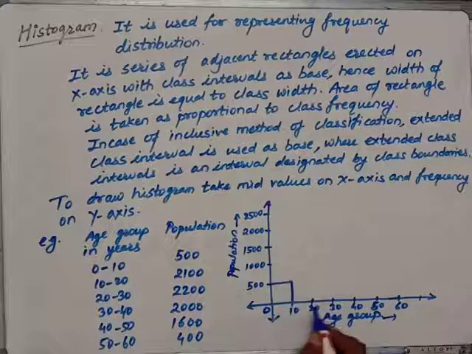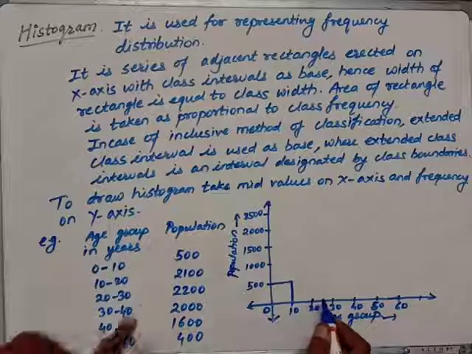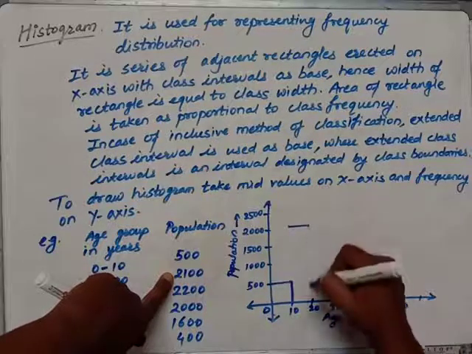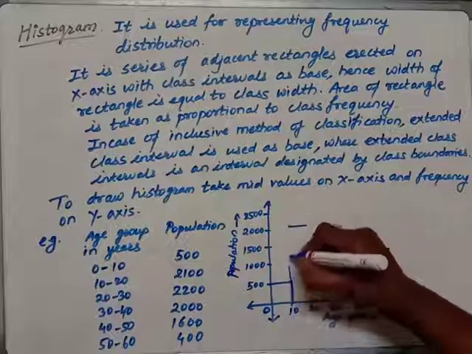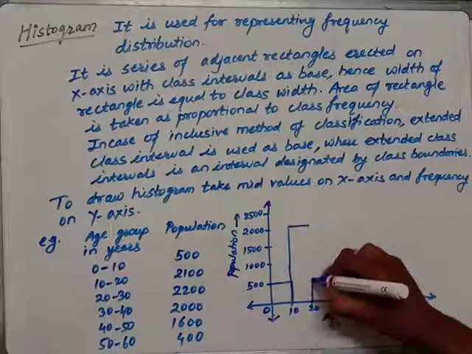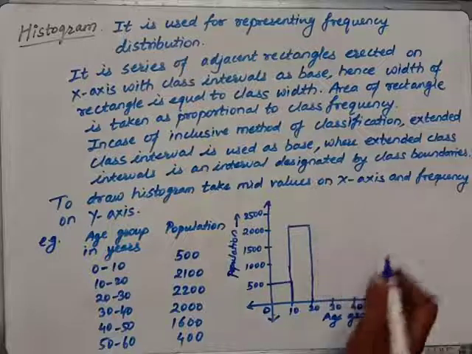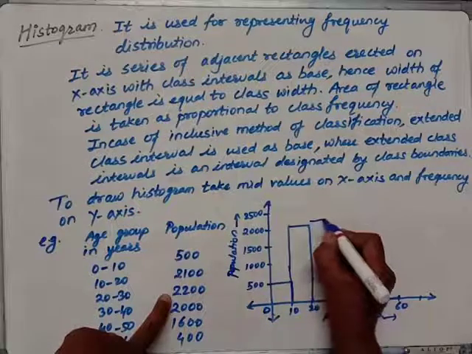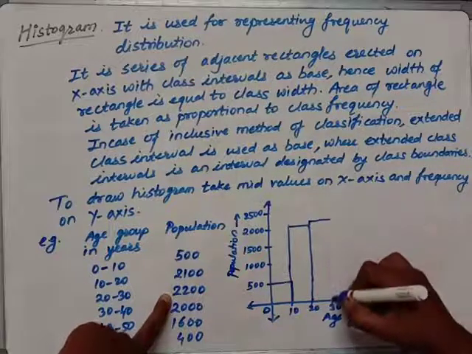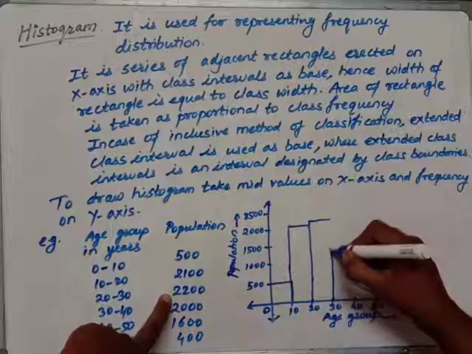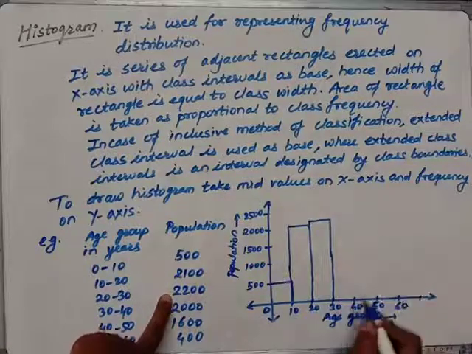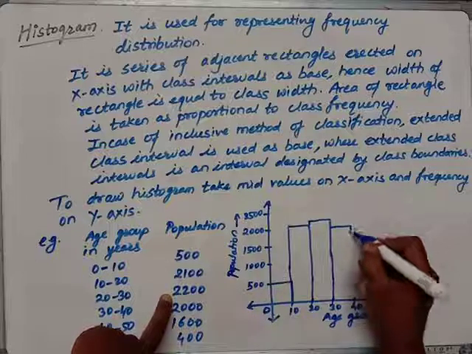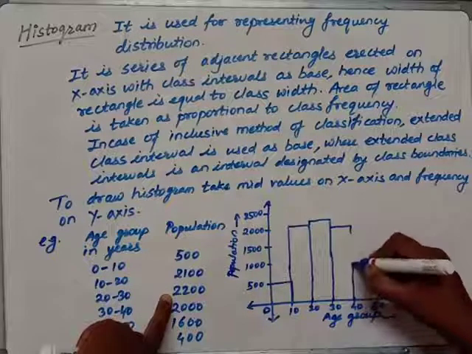As such the rectangle is formed. Now between 10 to 20 the population is 2100, so it is somewhere here. Later on we have to join these. Between 20 to 30 it is 2200, so it is just upward to this. Now 30 to 40 it is 2000, so just straight here at 2000. Join them again.